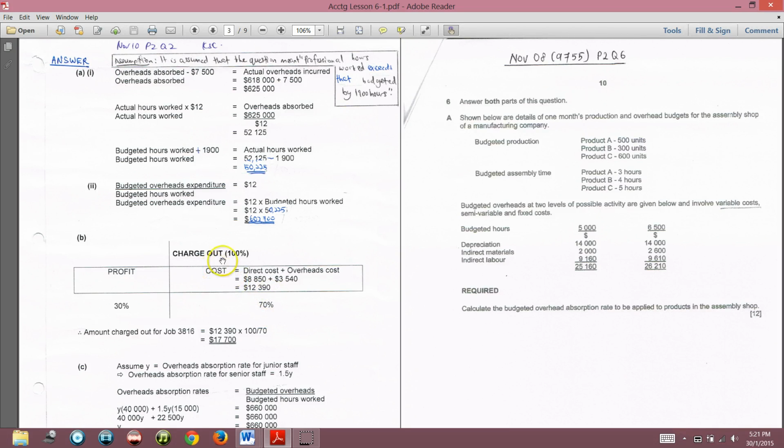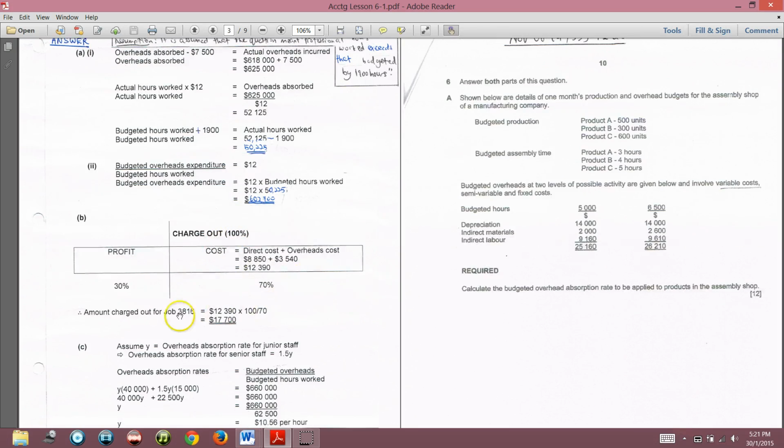So what is the amount charged out to client? The amount charged out to client for job 3816 will be 12390 times 100%, because the amount charged out to client is 100%, over 70%, which is 17700. So once you have it clear, it's actually just simple mathematics.